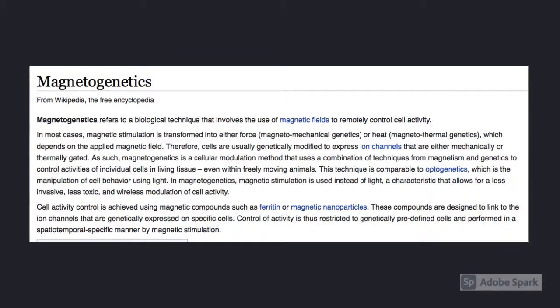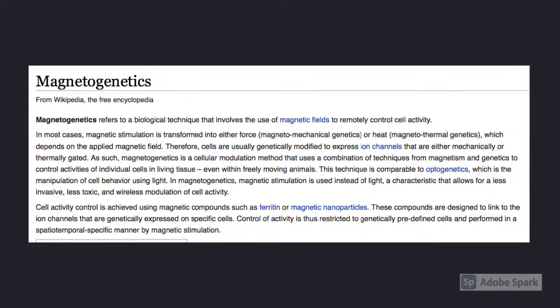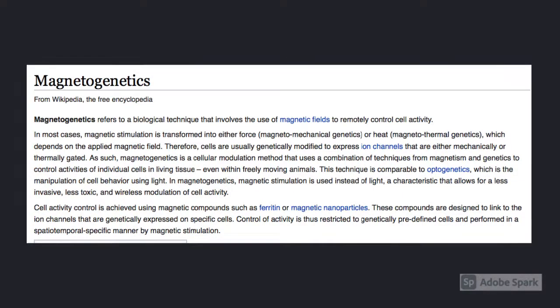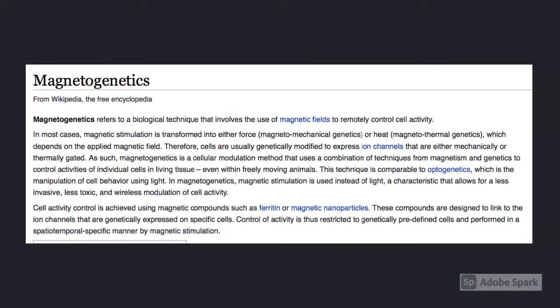Cell activity control is achieved using magnetic compounds such as ferritin, a protein produced in mammalian metabolism which serves to store iron in the tissues, or magnetic nanoparticles. These compounds are designed to link to the ion channels that are genetically expressed on specific cells. Control of activity is thus restricted to genetically predefined cells and performed in a spatial-temporal specific manner by magnetic stimulation.